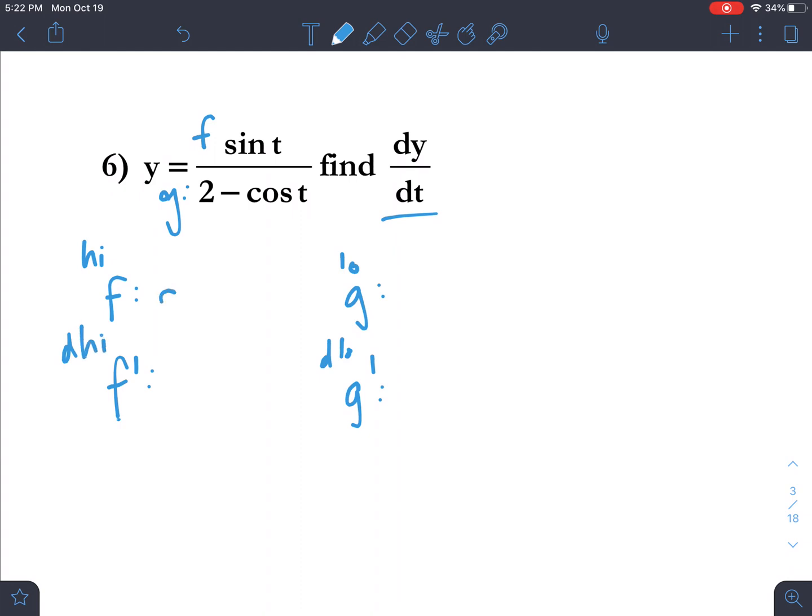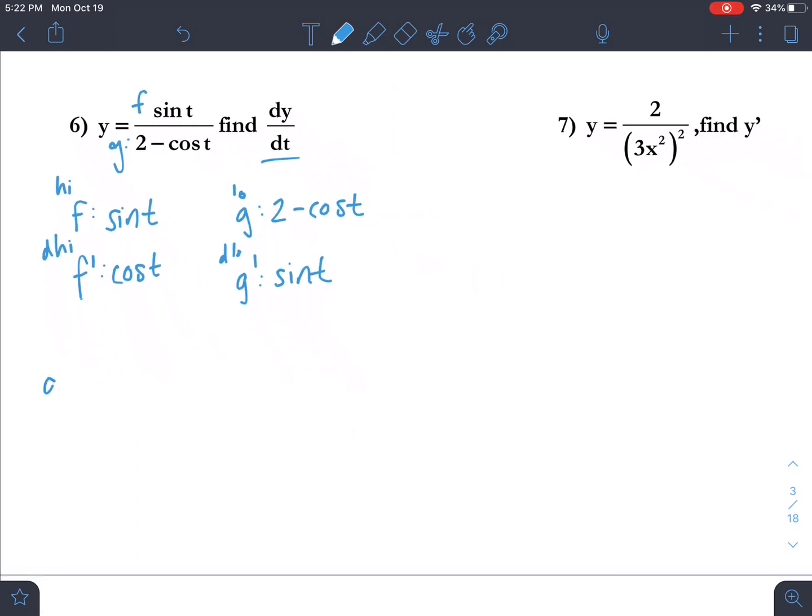Okay, so top function is sine of t. Low function is 2 minus cosine of t. Derivative of the high function is cosine, derivative of sine is cosine. Derivative of negative cosine, well, derivative of cosine is negative sine, so this would be negative sine. So basically it just ends up being positive sine of t. All right, so dy dt, let's try it out.